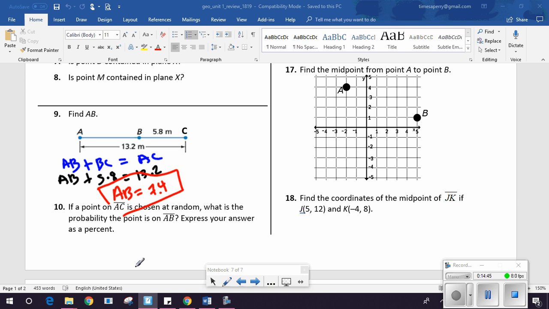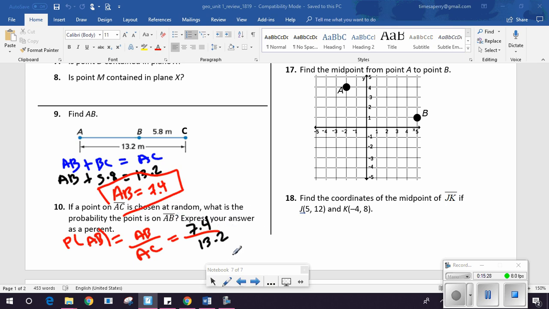Number 10 says, if a point on AC is chosen at random, what is the probability that the point is on AB? Express your answer as a percent. So again, the fundamentals of probability is always the probability of your desired. So we're desiring that the point is on AB out of the whole, which is AC. So that would be 7.4 out of 13.2. And it wants it as a percent.